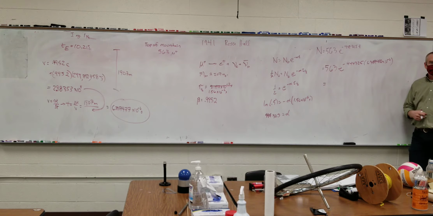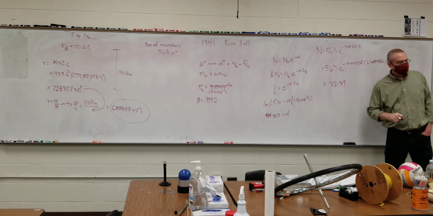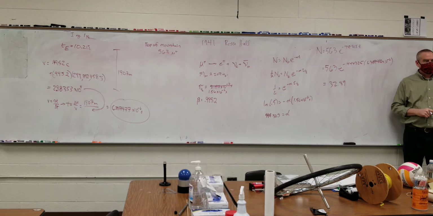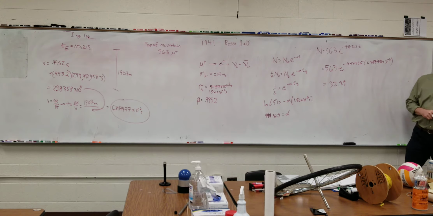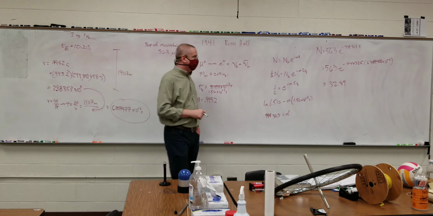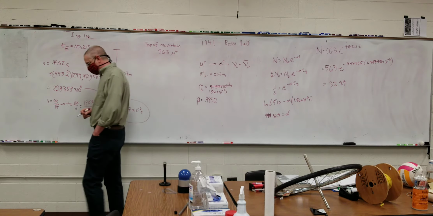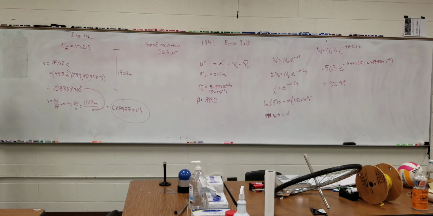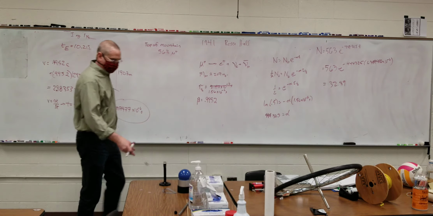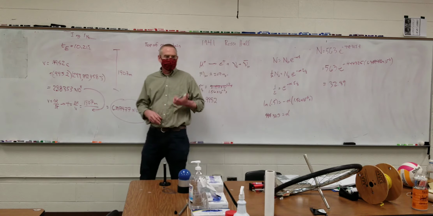I got 32.89. Confirmation? I can confirm. All right. So somewhere around 30, 32, 33 is what you'd expect. You know, there's some error bars in there.